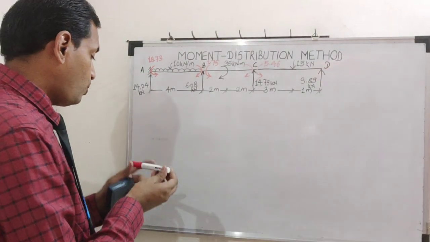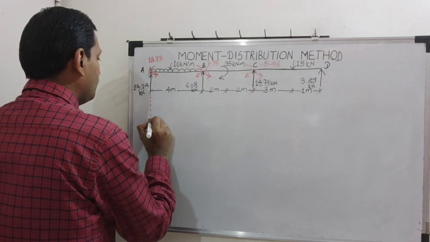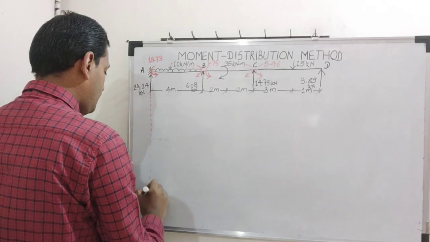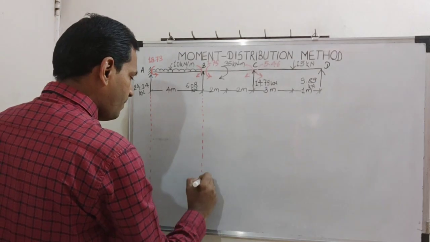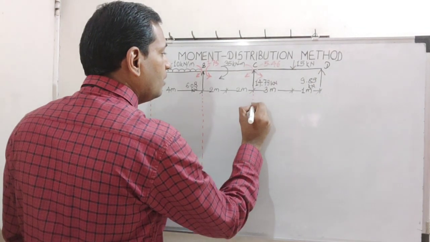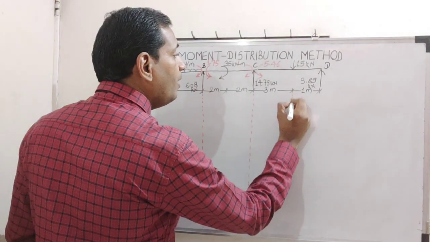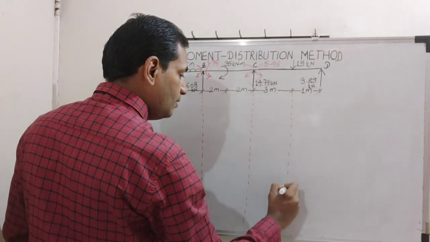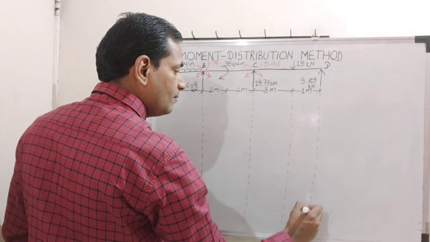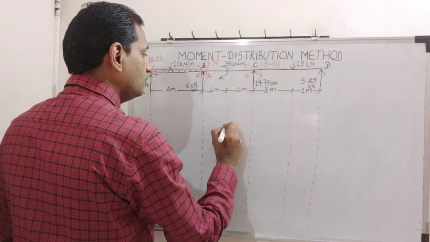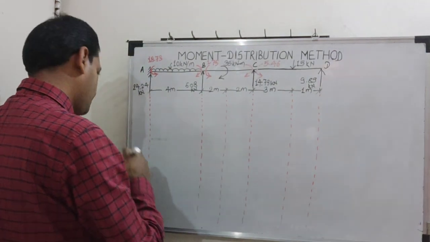So I will just take the projections first for the reference. Then we will locate points of zero shear force. Their bending moments will be maximum, and we will find out what the bending moment values there are. First of all, we will plot the SFD.